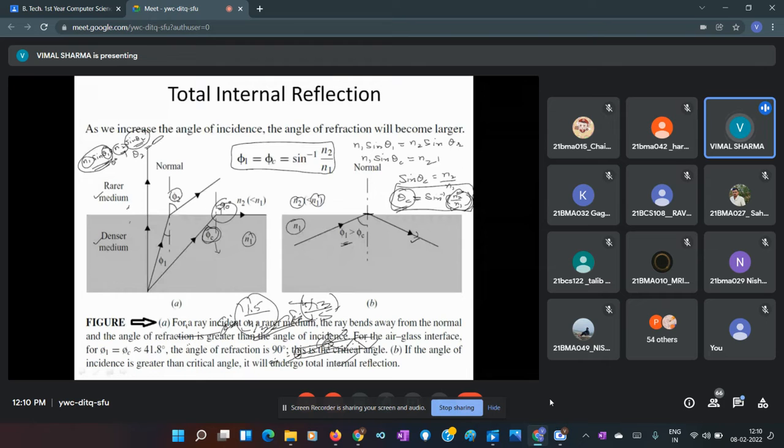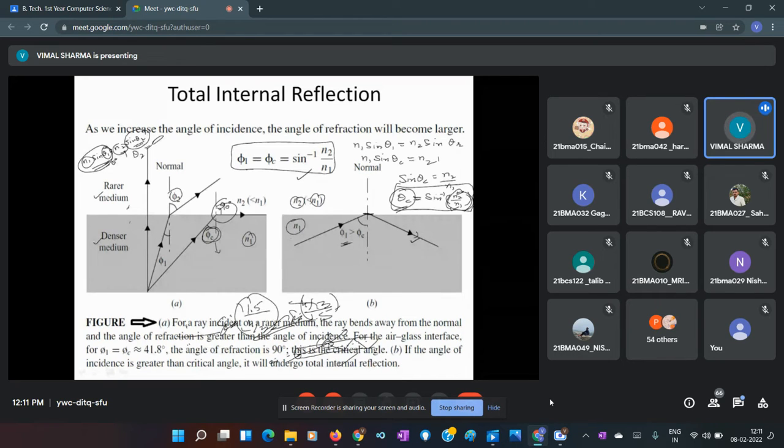This happens at an angle greater than the critical angle. This is how we find the critical angle. We can find the critical angle for any combination of media, like water, glass, air, because we know the refractive indices. So we can see what the critical angle should be for that interface.